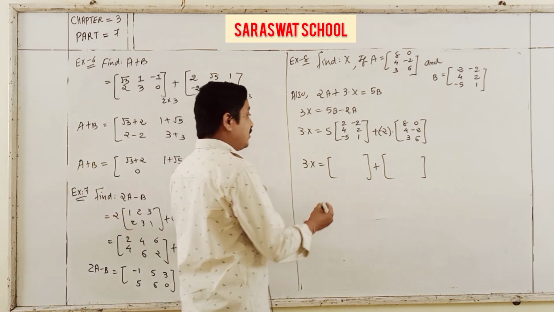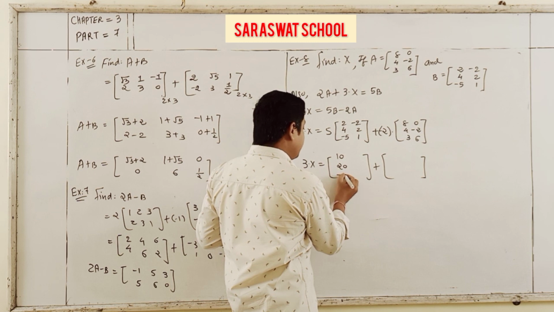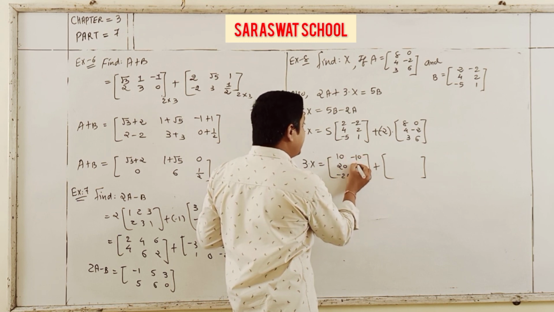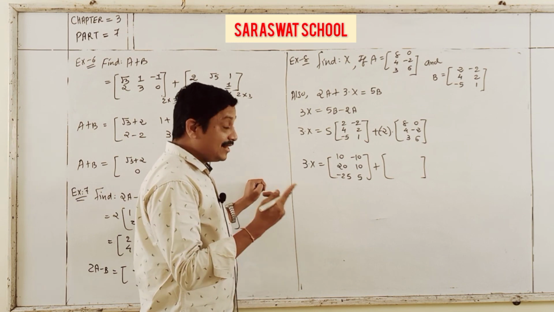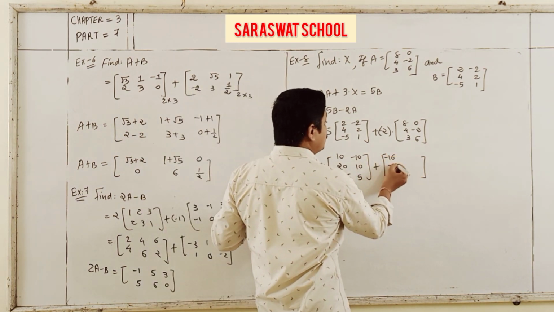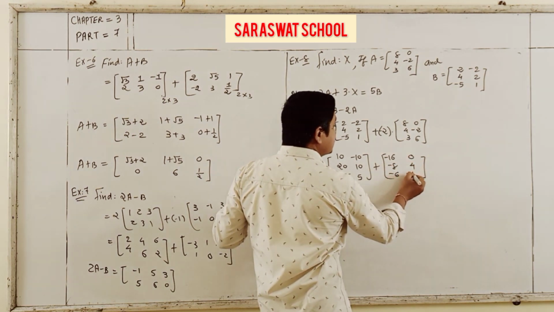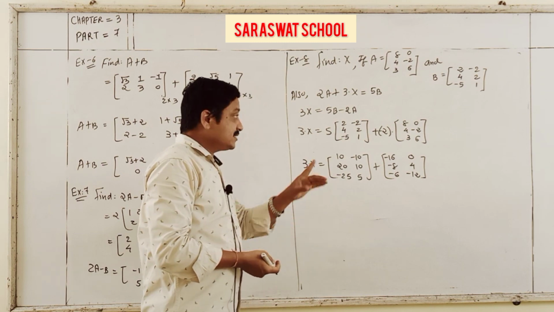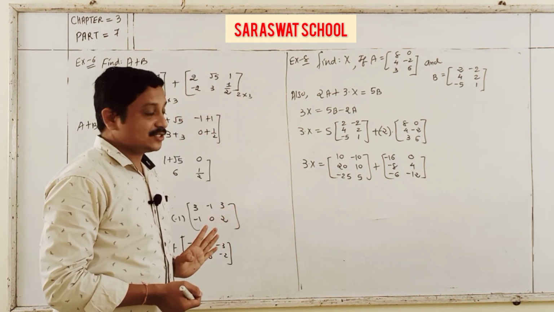If you multiply, then 5 times 2 is 10, 5 times 4 is 20, 5 times 5 is 25, 5 times 2 is 10, 5 times 2 is 10 and 5 times 1 is 5. Similarly for the matrix with minus 2, multiply by 8: 8 times 2 is 16, 4 times 2 is 8, 3 times 2 is 6, 0 times 2 is 0, 2 times 2 is 4 and 6 times 2 is 12. Again 16, 8 and minus 6, 0, 4 and minus 12.